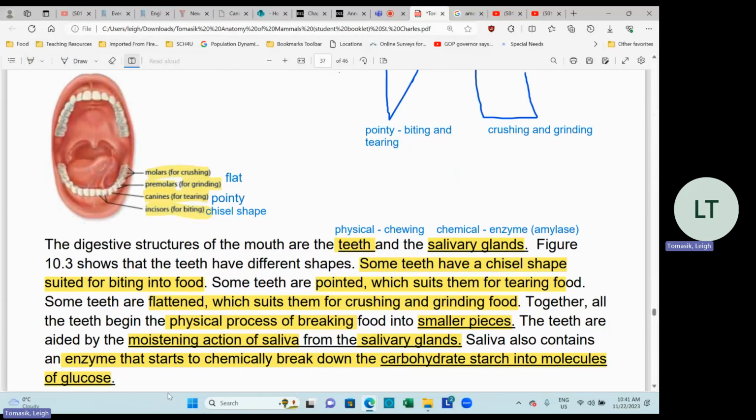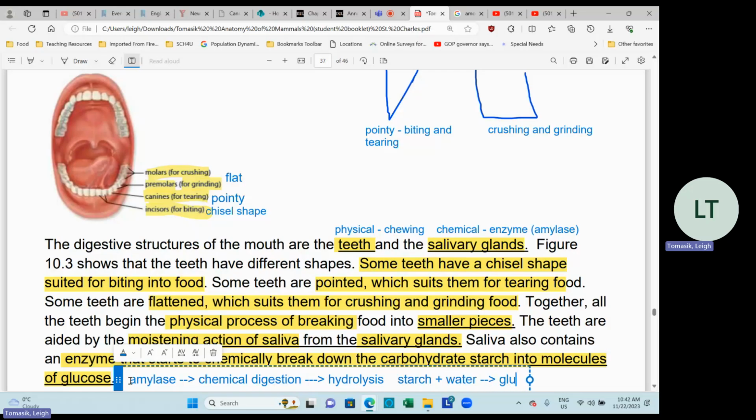And this one here is called amylase, and it is responsible for chemical digestion, right? It is responsible for hydrolysis. Remember, it was like we had a starch plus we had water, and then we made glucose. It broke down the chain.